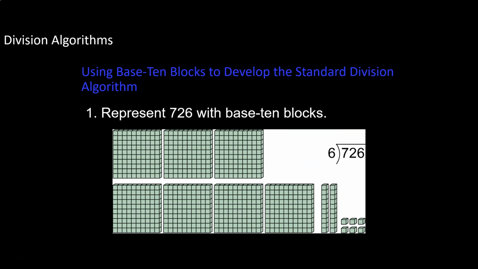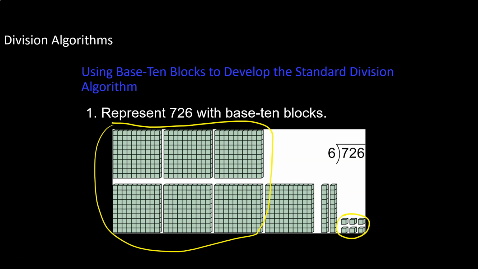To use blocks to represent this division, what I'm going to do is start by representing the number 726 using base 10 blocks. So that would be 7 flats, 2 longs, 6 units. And then I'm going to look for groups of 6. Immediately, I see that I can make a group of 6 units. I can also make a group of 6 flats. But then I'm left with 1 flat and 2 longs. And I need to know if I can make any groups out of that.